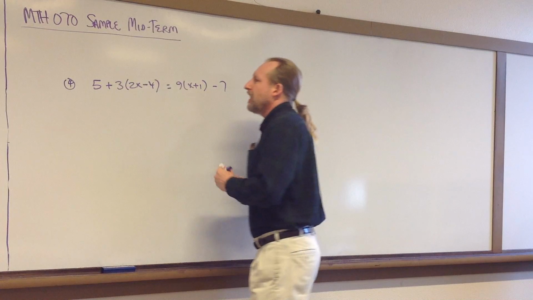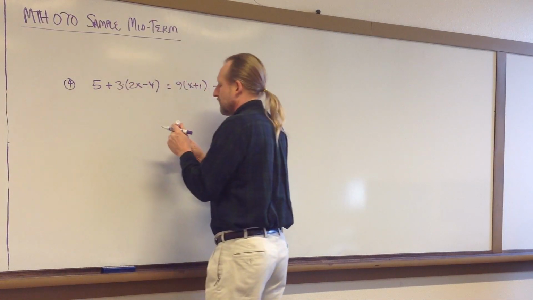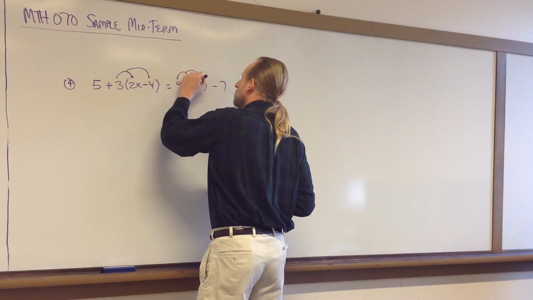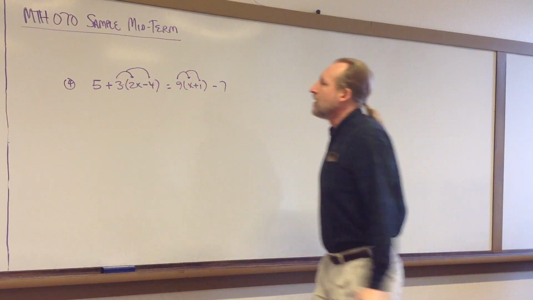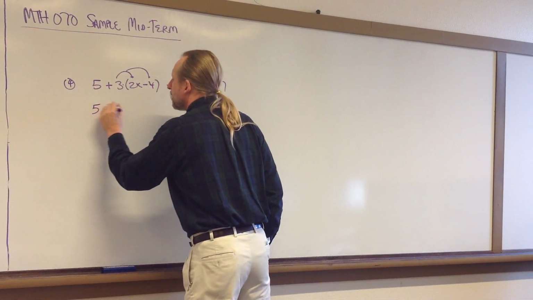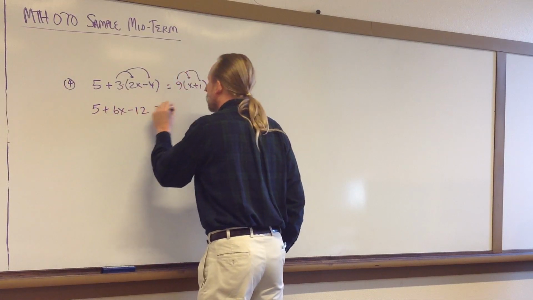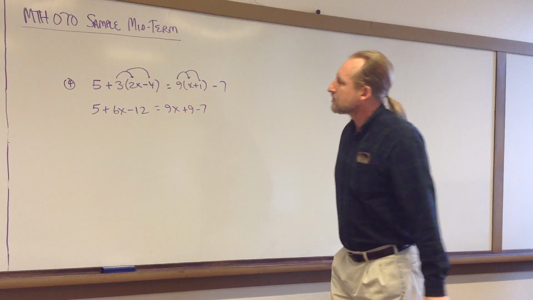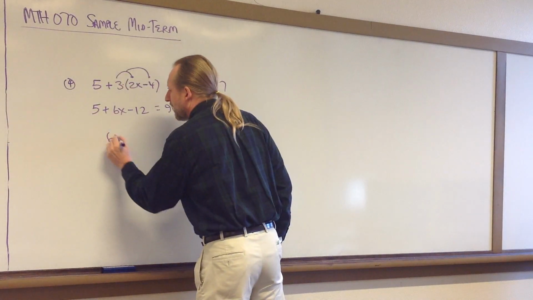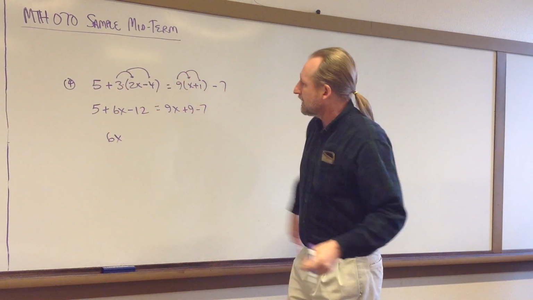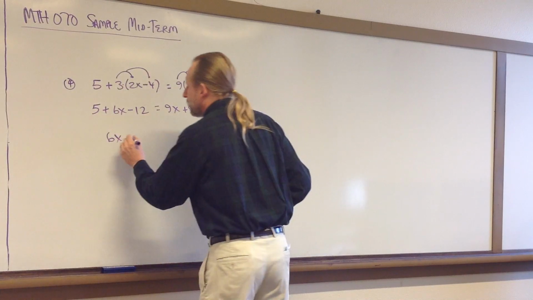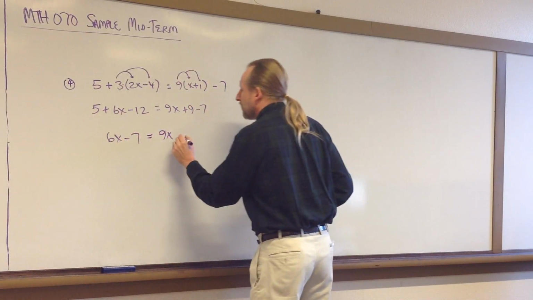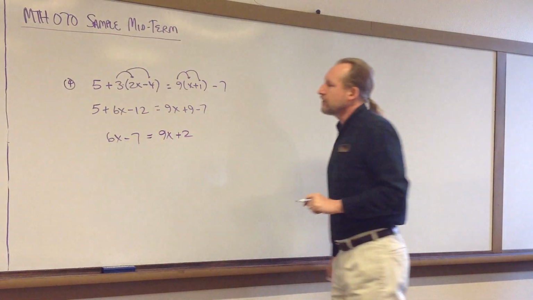You don't want to do 5 plus 3. What you need to do is multiply this 3 into the parentheses. Same thing over here. So this will be 5 plus 6x minus 12 equals 9x plus 9 minus 7. If we combine our like terms on either side, negative 12 and positive 5 makes negative 7, and positive 9 minus 7 is positive 2.